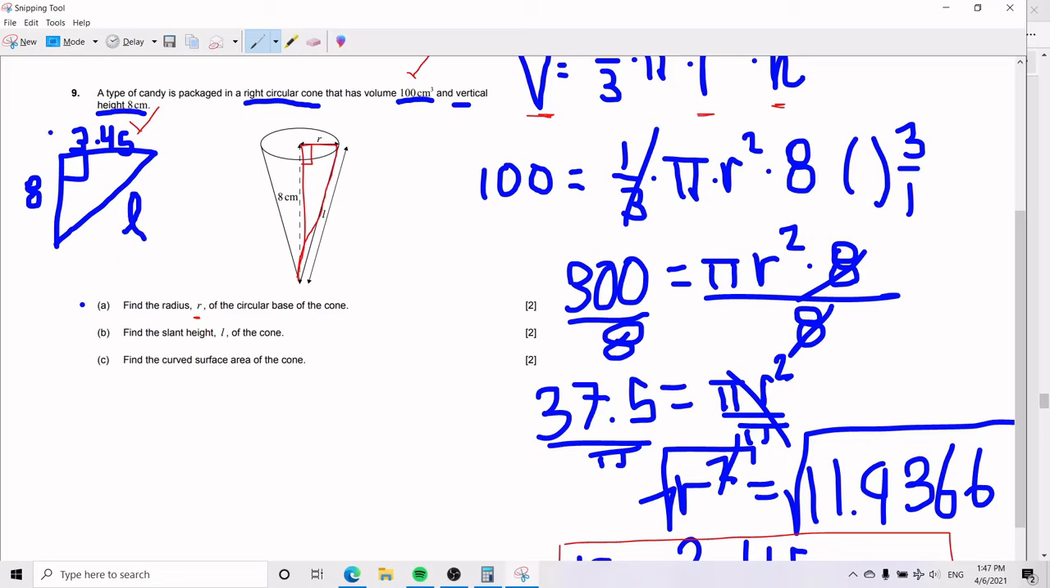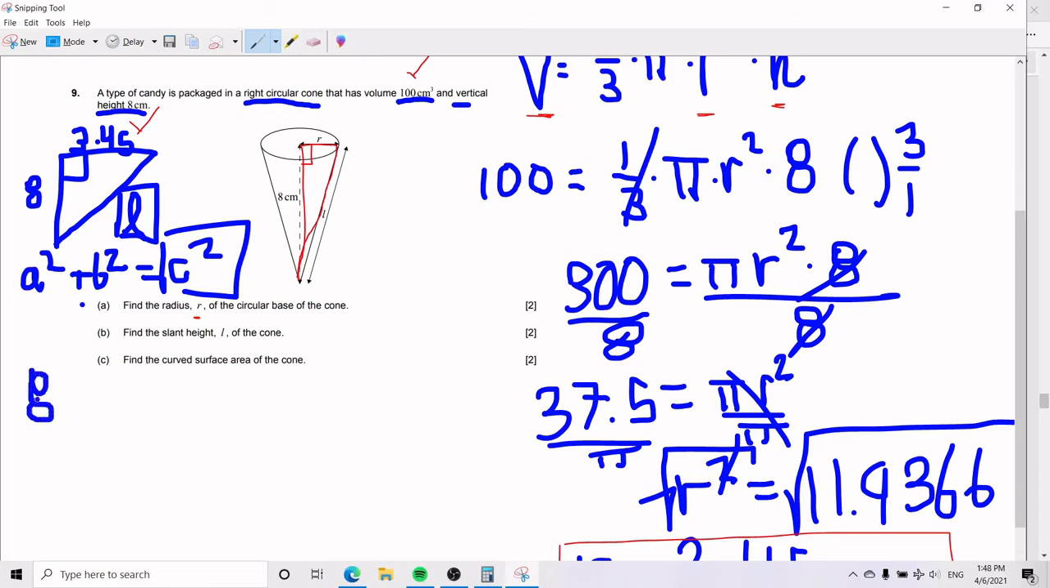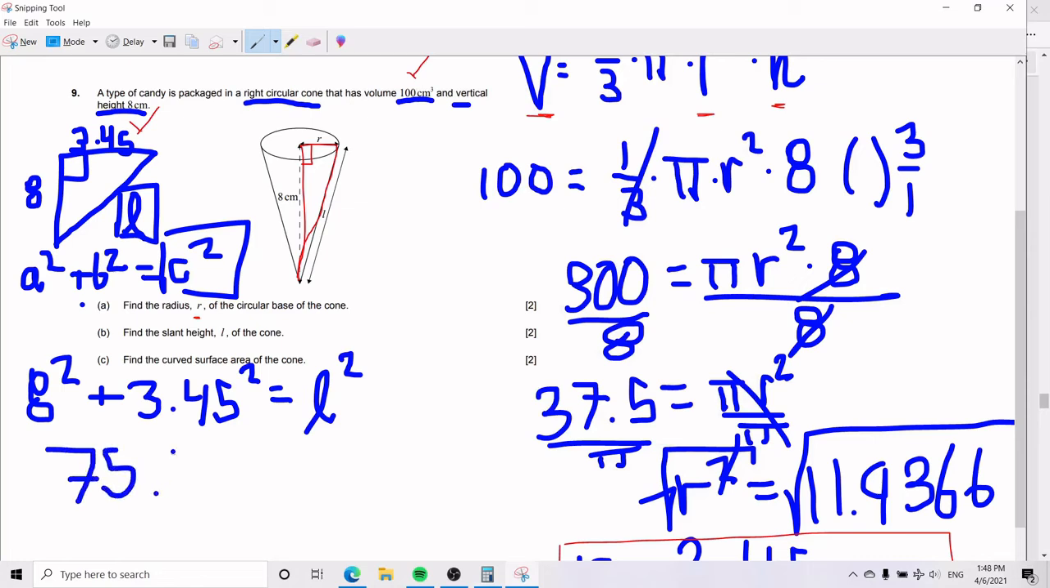So here, anytime you have a right triangle, you need to think of Pythagoras theorem. So I know that I can apply the a squared plus b squared equals c squared, okay? The only thing that matters is that my c squared is the one that is alone, which is the long side. The longer side has to be c squared. And so I will have 8 squared plus 3.45 squared being equal to L squared. So my left side turns into 75.9025 being equal to L squared.